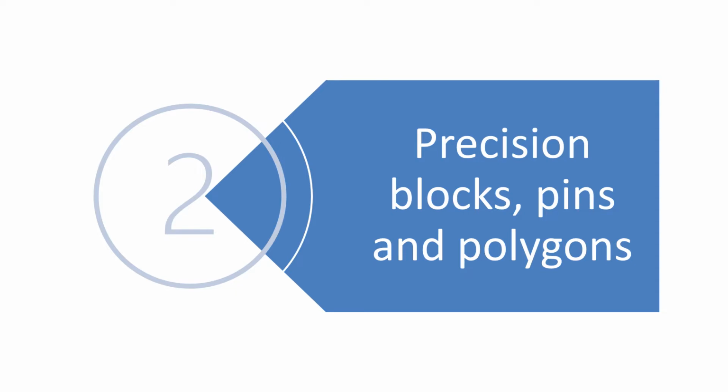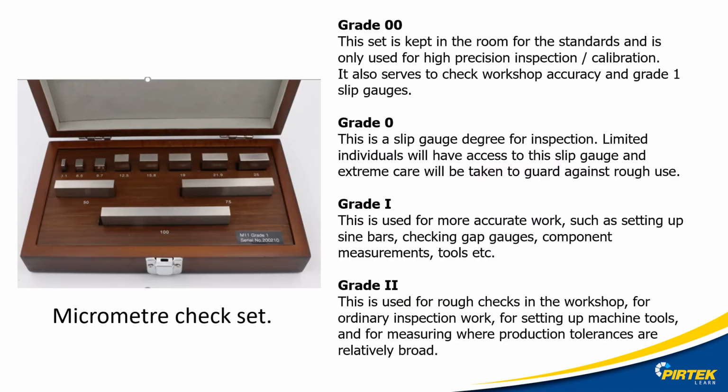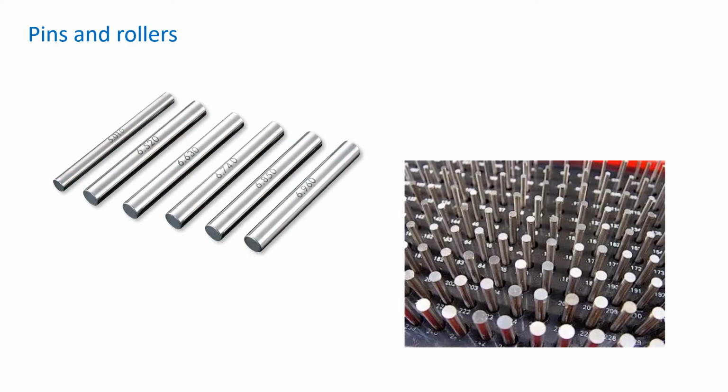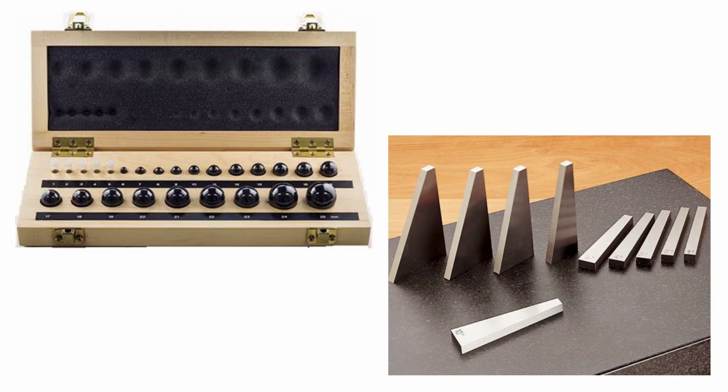Section 2, precision blocks, pins and polygons. As discussed in year 1, gauge blocks come in various grades or tolerances, from workshop to calibration grade. Calibration grades are sometimes manufactured from ceramics and carbides, giving them better wear and thermal stability properties than steel. Precision pins and rollers are available in various grades and size ranges. Precision balls and angle blocks are also available in various grades and ranges.